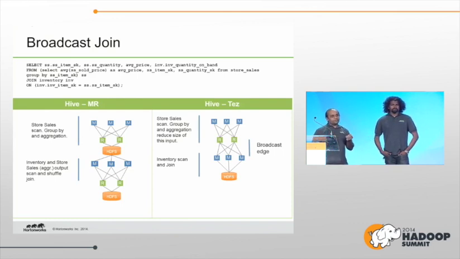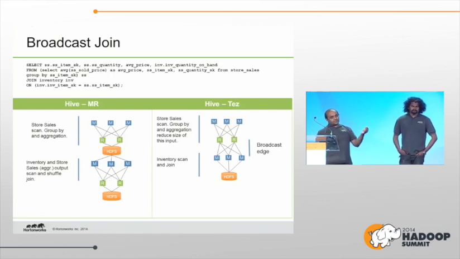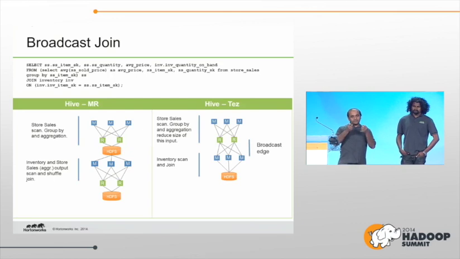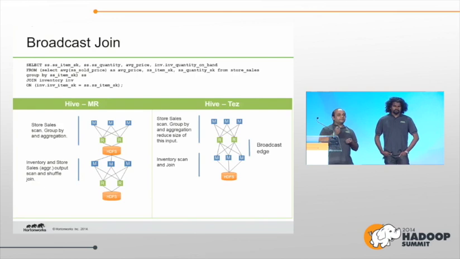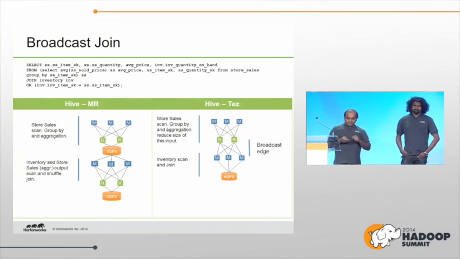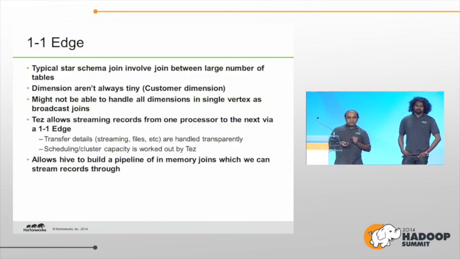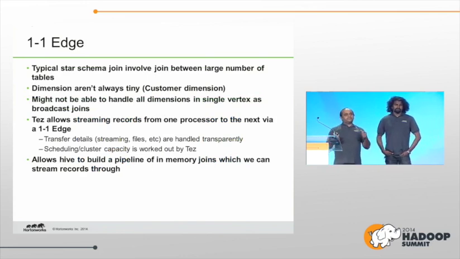In case of a map join in an MR plan, the hash tables are calculated on the client, sequentially, and loaded into HDFS. But in broadcast join, they can be calculated across the cluster, achieving better parallelism and also better data locality. This 1-1 edge is an additional flexibility that a Tez plan can provide.